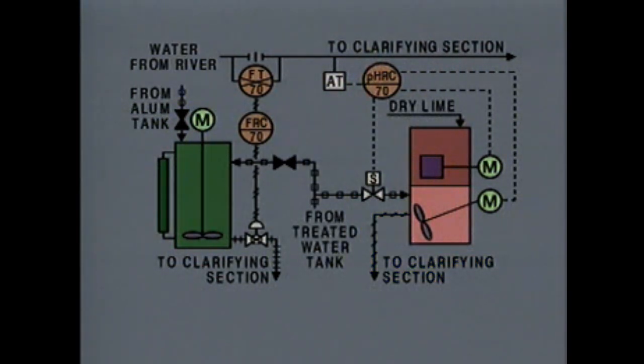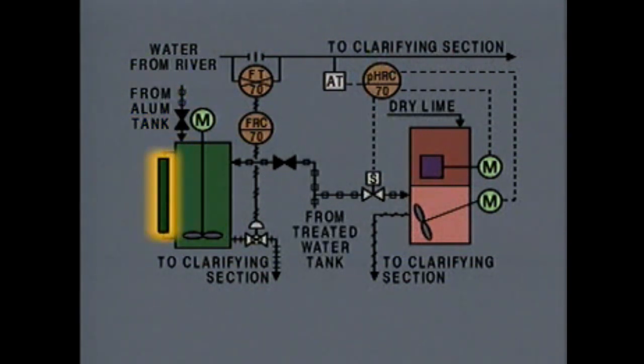Now let's look at the alum system. To make a solution of alum in water, the operator first adjusts the flow recorder controller to close the alum solution control valve. Then he opens a valve to add a concentrated alum solution to the mixing tank. On this diagram, the storage tank isn't shown. A note indicates the source of the alum.